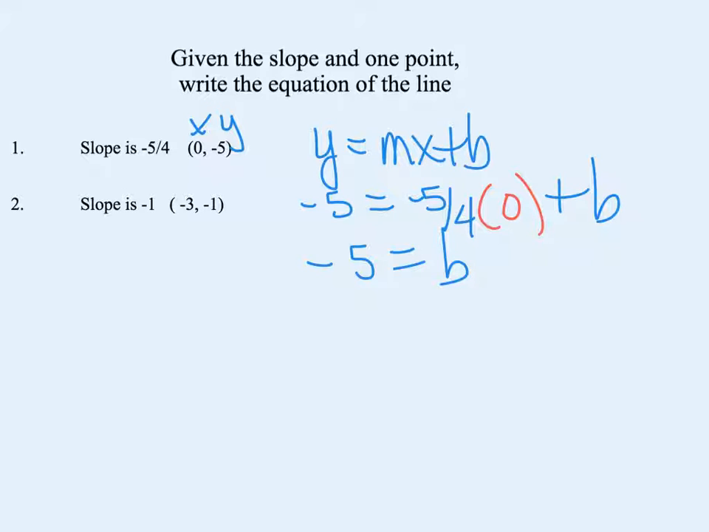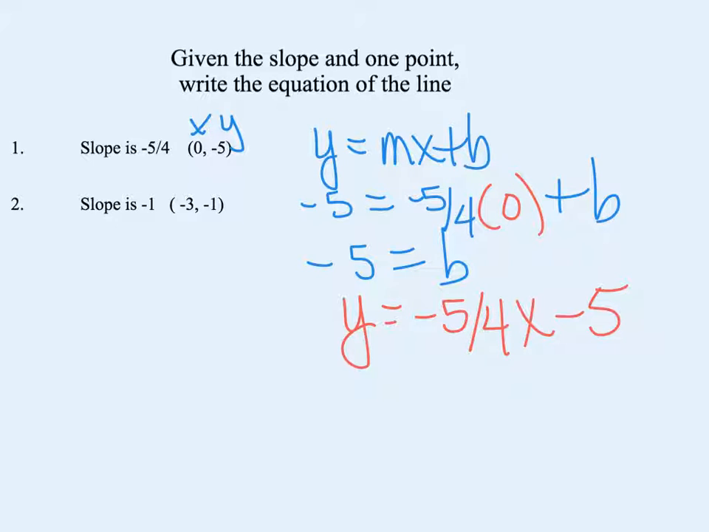So now that I have that, I can write my equation. It is y is equal to, go ahead and put the slope, negative 5 over 4x, and then we're going to put in our b, which is negative 5. So what did we just do? We wrote the equation of a line when we were given the slope and 1 point.